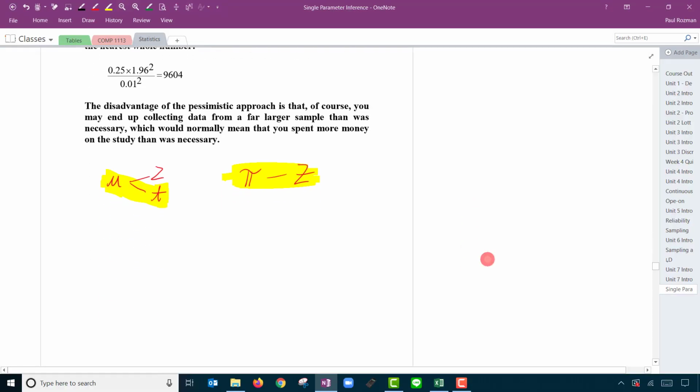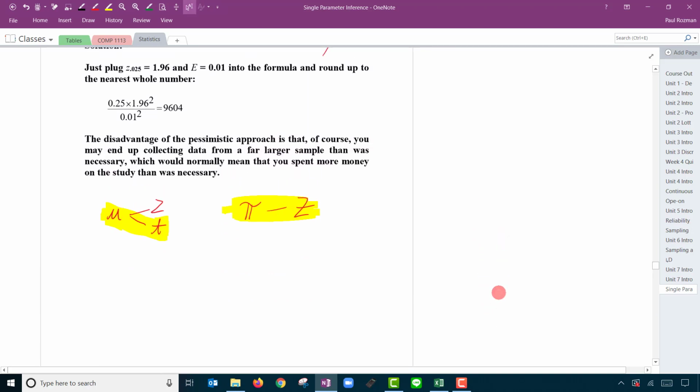I think that's enough for this section. We'll continue on next time with hypothesis testing for both the mean and proportions.